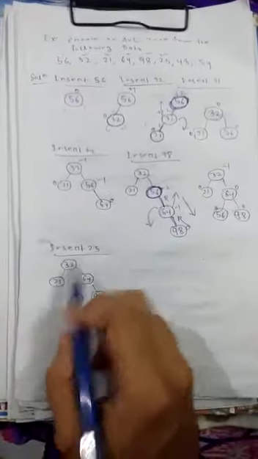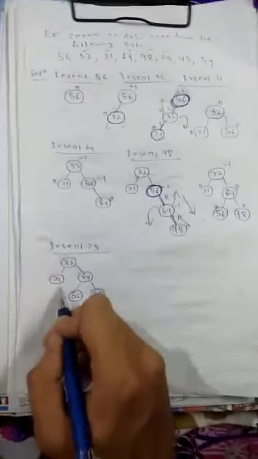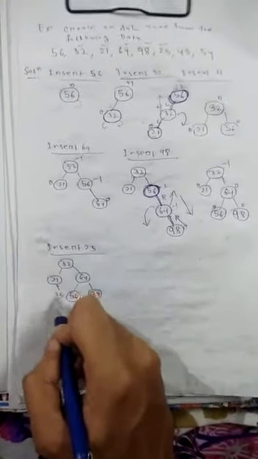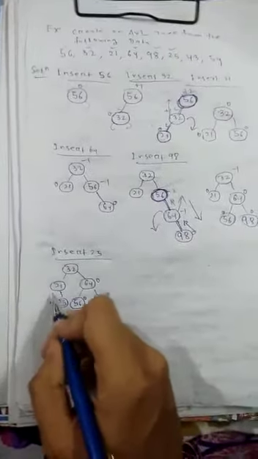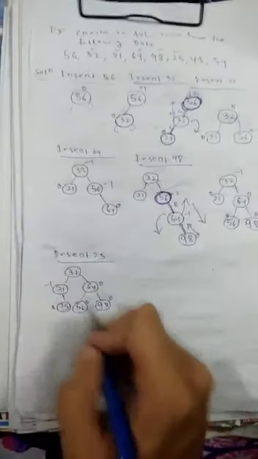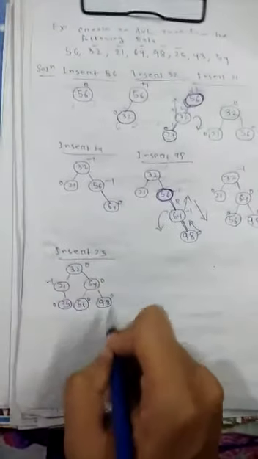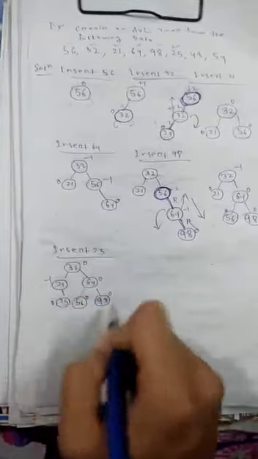Next, insert 25. This is the tree you have to consider. Then 25 is inserted: less than this, greater than this, so you find 25 here. Then calculate the balance factor: 0, 0, 0, and this is 0 minus 1, and this is 2 minus 0. It already satisfies the balance factor, so after 25 no rotation is required.